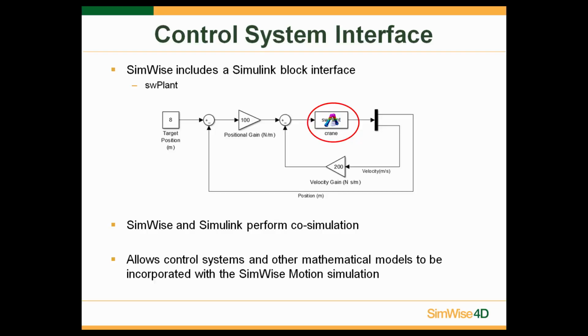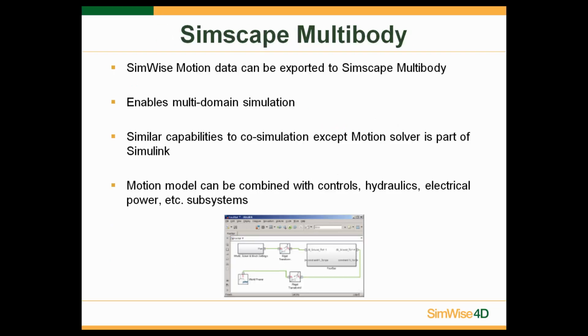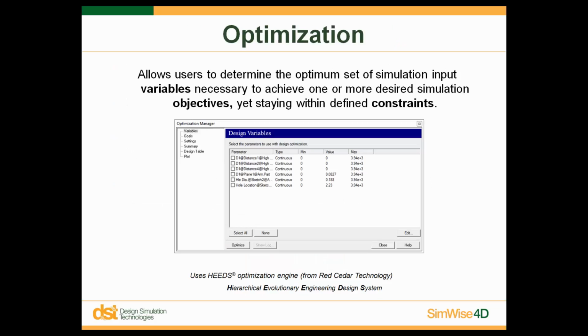SimWise can also co-simulate with Simulink, for example, so you can integrate control systems in conjunction with your motion simulation to get that realistic input and output feedback in a real-time fashion as your SimWise model is simulating. And also on that same note, SimWise will work with SimScape Multibody to co-simulate, similar to co-simulation, except the motion solver is part of Simulink. So we have a tool that will read the geometry into SimScape Multibody so that you can create advanced analyses using SimScape Multibody control systems.